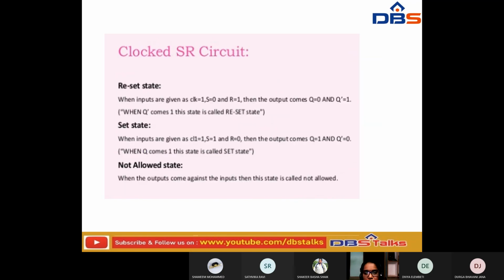Now see how we are going to check this clocked SR circuit. When the inputs are given as clock equal to 1, S equal to 0 and R equal to 1, then the output will become Q equal to 0 and Q dash equal to 1. When Q dash comes 1, this state is called the reset state. Then what is a set state? When the inputs are given as clock equal to 1, S equal to 1 and R equal to 0, then the output will become Q equal to 1 and Q dash equal to 0.